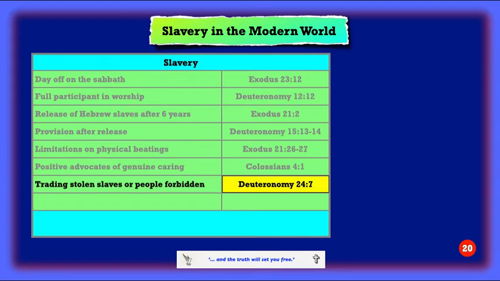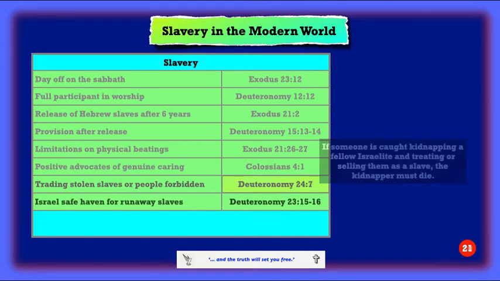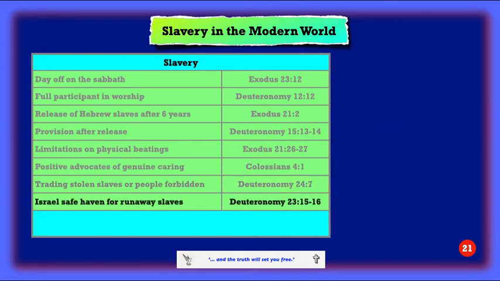Going back to the Old Testament. If someone is caught kidnapping a fellow Israelite and treating or selling them as a slave, again the word slave could be a servant, so it's at any level, the kidnapper must die. Now there's no evidence that instruction was ever carried out, but what it does show is God doesn't want this to happen. Don't do it. Treat people with respect. You don't sell people on. You don't exploit others as possessions. That runs completely against the culture or the social norms of the day.